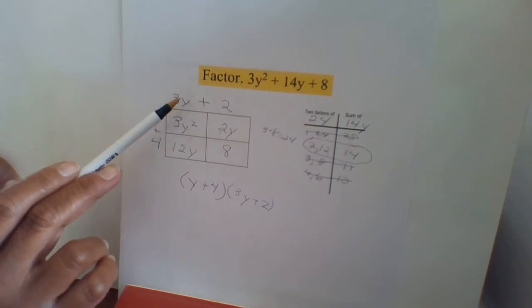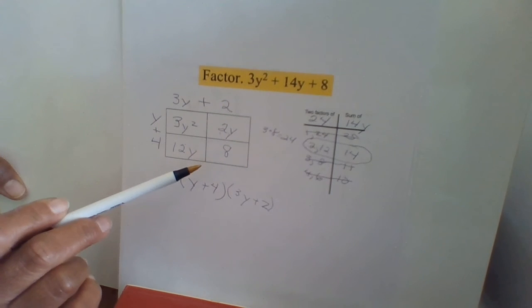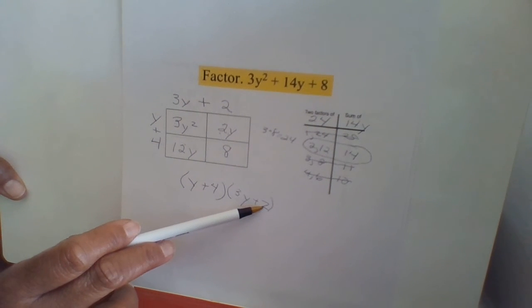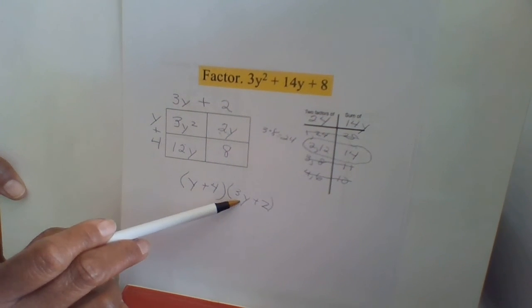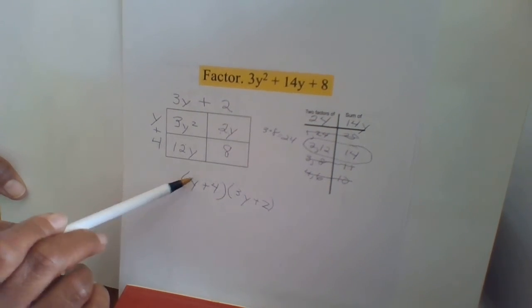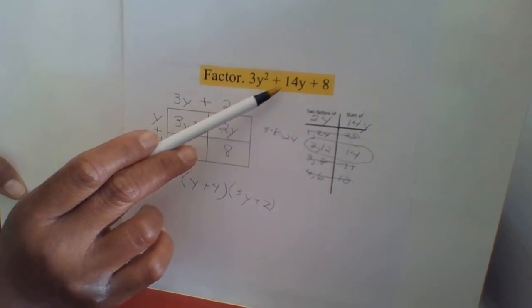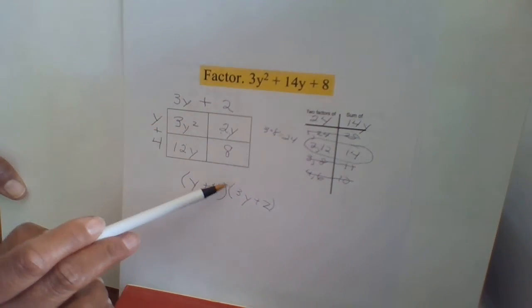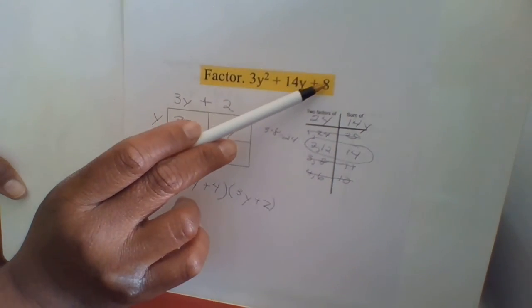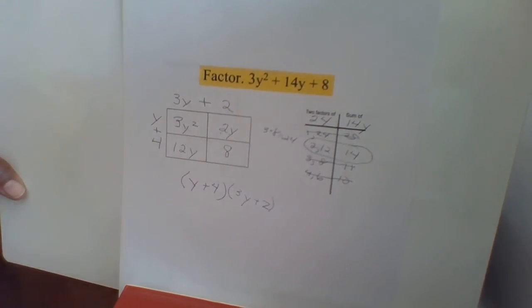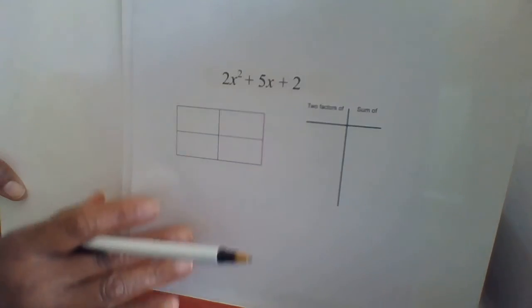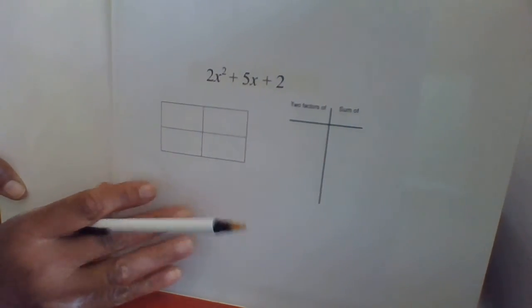Y times 3y is 3y squared. Y times 2 is 2y. 4 times 3y is 12y. 2y plus 12y is 14y. And then 4 times 2 is 8. Hopefully you're catching on right now. But to make sure that you know exactly what is being done, let's try this next problem.